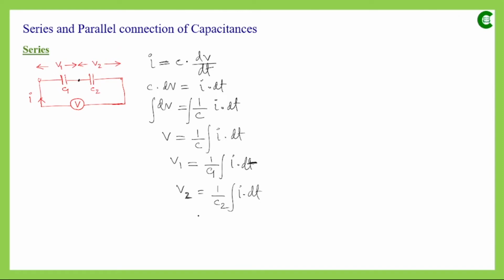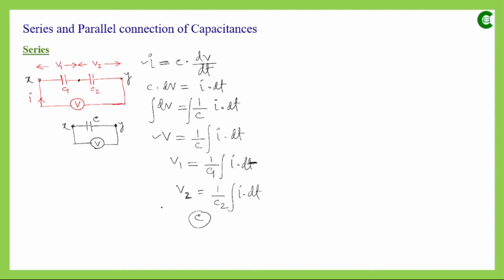Now if we assume that the equivalent capacitance of this series connection is C, then for that equivalent circuit the voltage will again be the same. It will look as if there is only a single capacitor and this voltage source between these 2 points. Say these 2 points are X and Y. So again this equivalent capacitor will obey this formula.